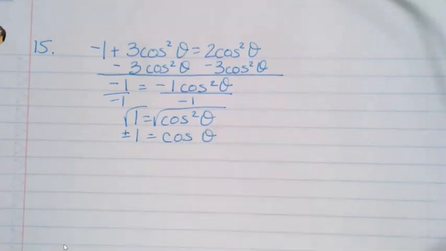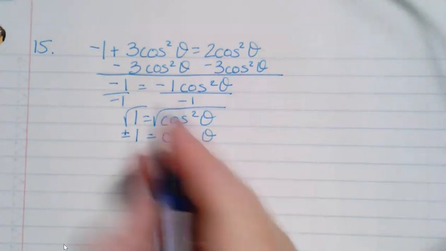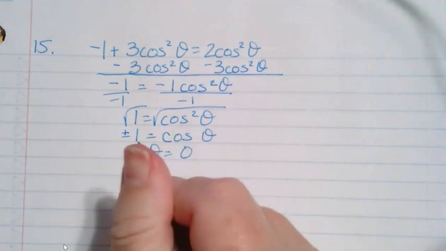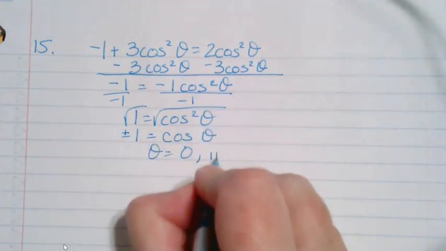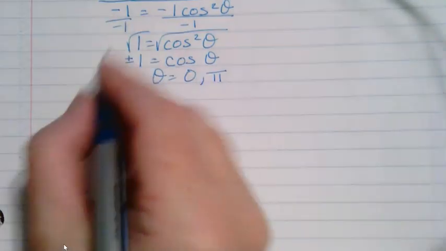Okay. Then you just look on the unit circle. When is cosine positive 1? That is at 0, and it is negative 1 at pi. Okay, just be careful about that plus and minus.